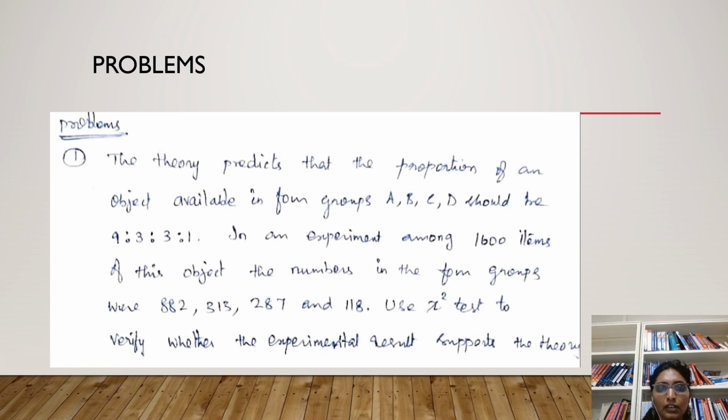Here they have divided the proportion into 4 categories, and the proportion of those categories is 9 is to 3 is to 3 is to 1. The observed values of these items are 882, 313, 287 and 118. So for the expected value and the observed value, is there any relation between them or not? We have to check this result.